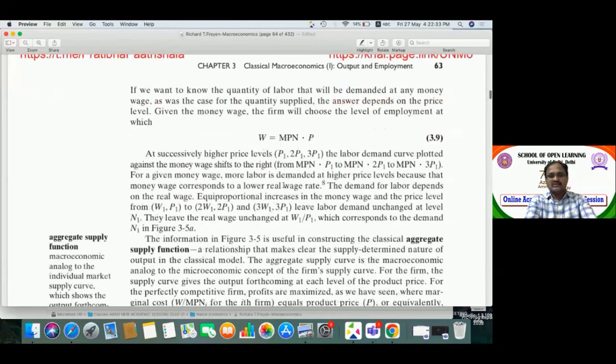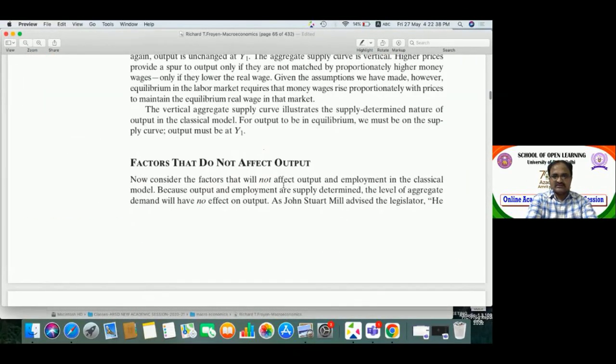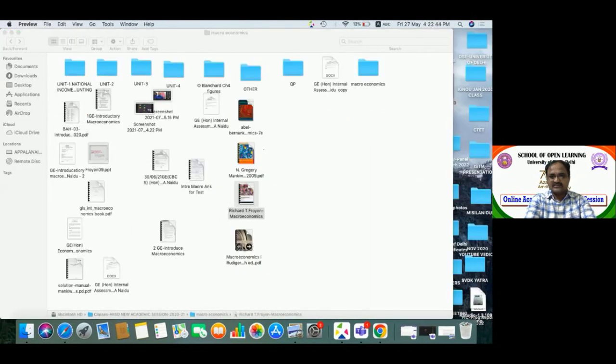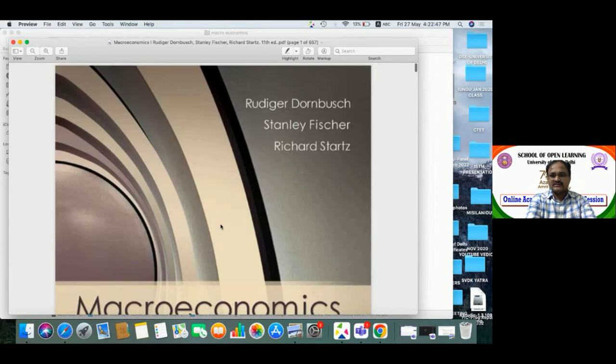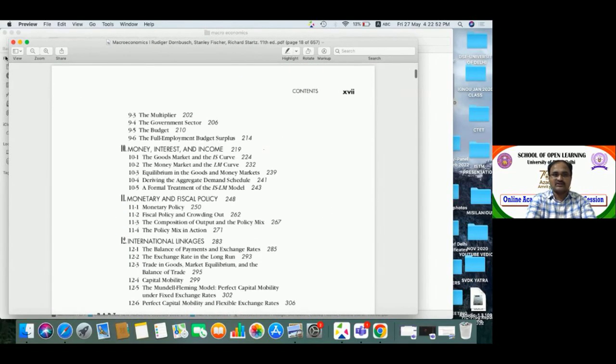So this is today's class, and tomorrow we will discuss the Keynesian theory, the modern theory of income determination. You can refer to another book, Dornbusch's theory. This is the book actually. After Keynes's theory, we will discuss the IS-LM model, which is also very important.